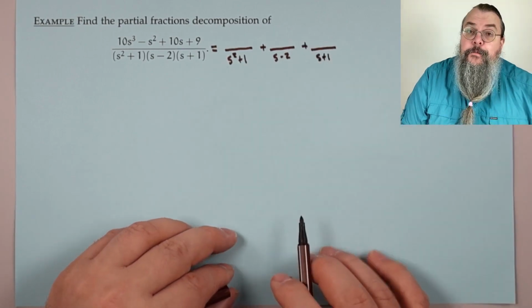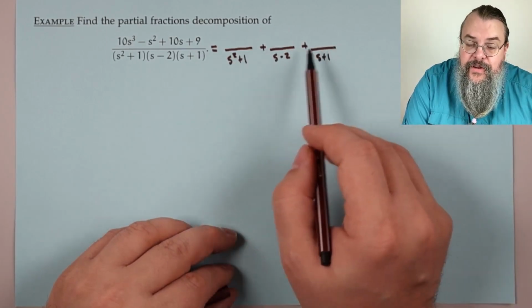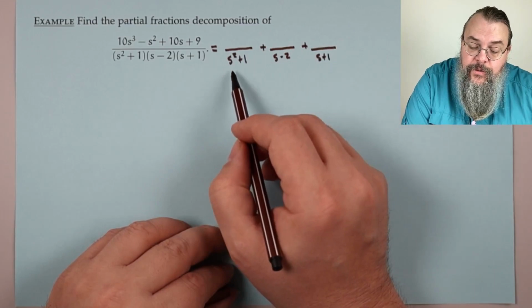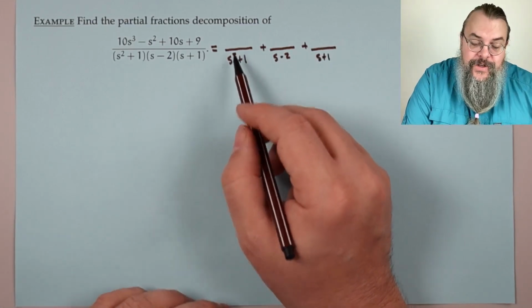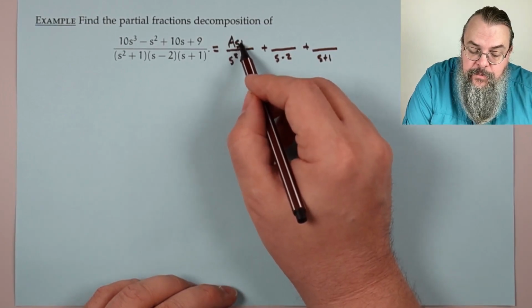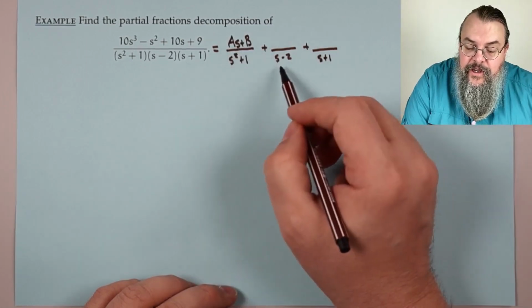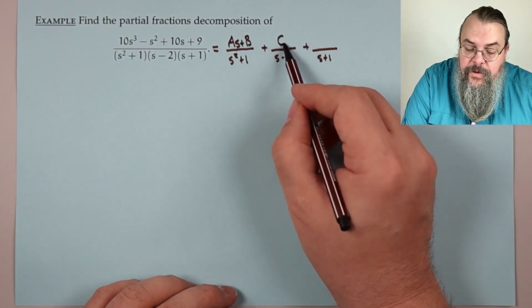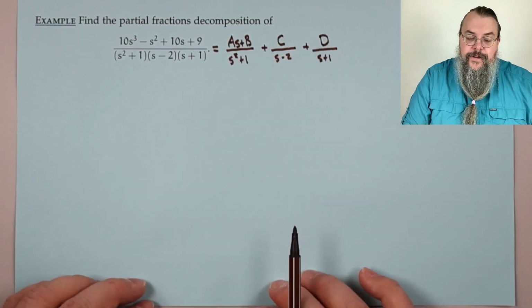All right, now say, okay, those are the right pieces, but what goes upstairs? Well, for the s squared plus 1, that's the irreducible quadratic kind. So that's going to actually have an As plus B. In other words, it's a linear piece. Here, it's a linear, so that's no problem. And C and D. All right, good.